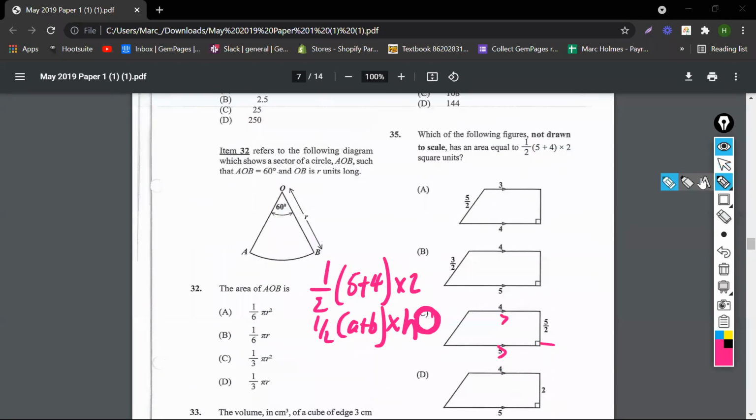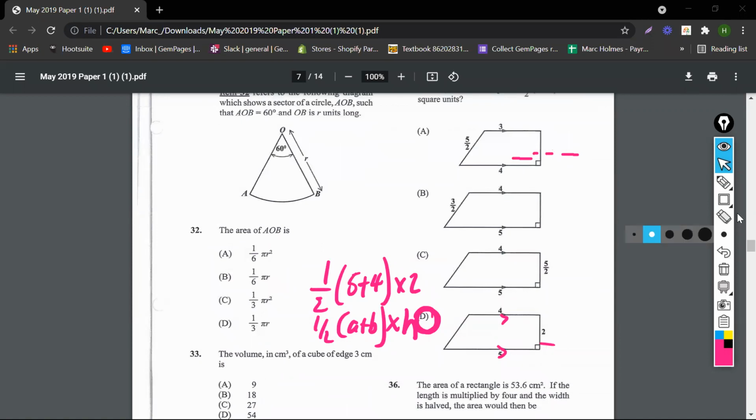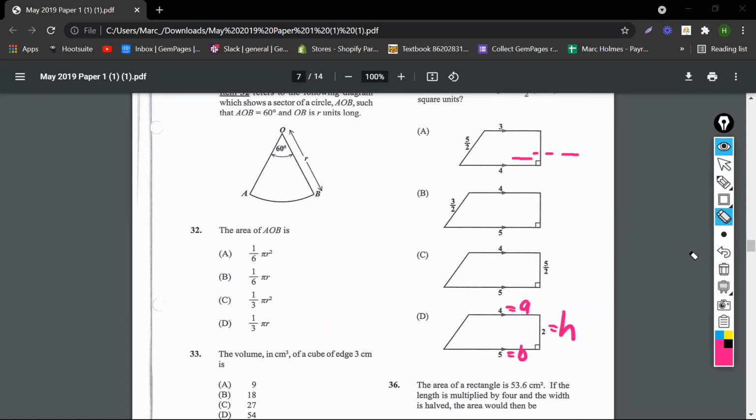So yes, guys, see it here, a half plus one parallel side plus the other times the height. In this case, guys, for D, 2 is the height. So 2 is H, and 4 is A, and 5 is B for the formula. So we know it's right for that one. That's definitely right, guys. We're good for this one.